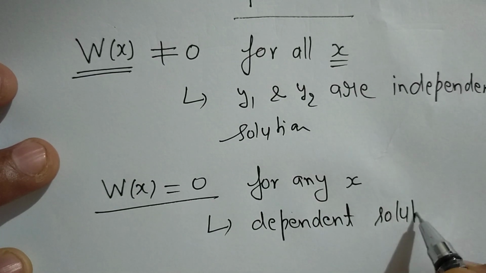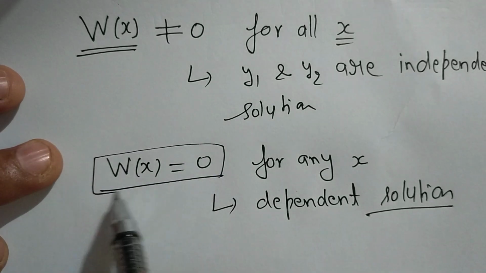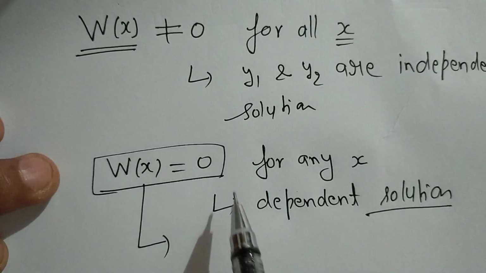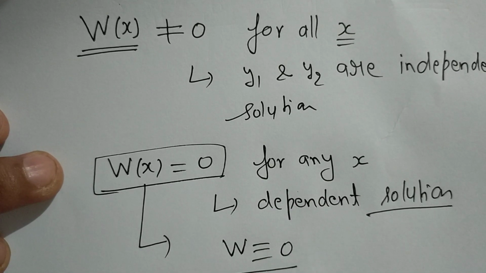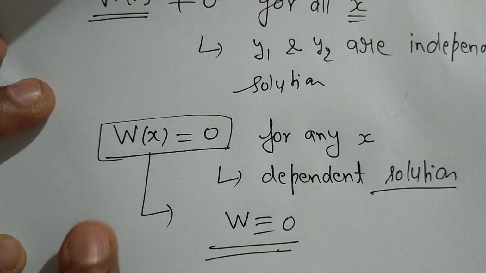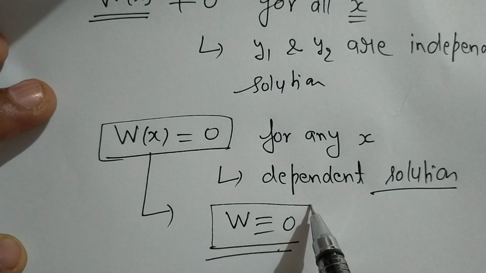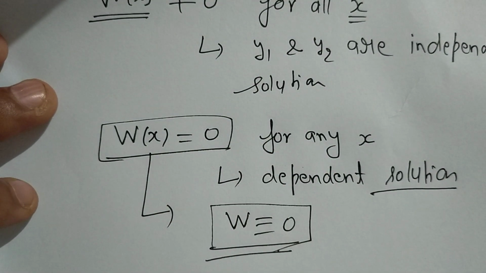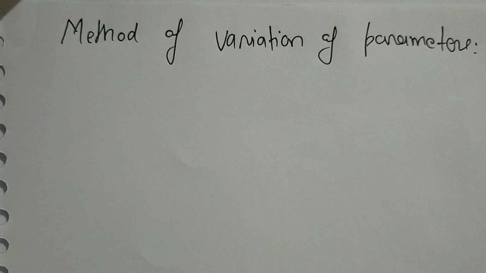And we have another result. If the Wronskian is 0 for at least one x, then the Wronskian will be identically 0. We are not going to focus on this one, just you should know it. So when the Wronskian is non-zero, the solutions are independent, and when the Wronskian is 0, y1 and y2 are dependent solutions.